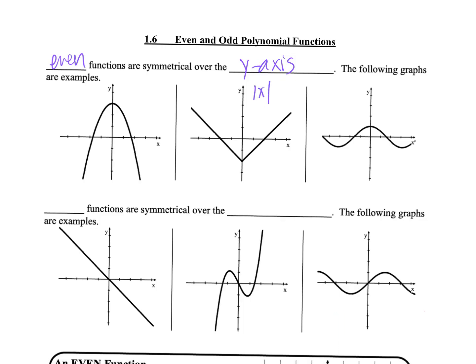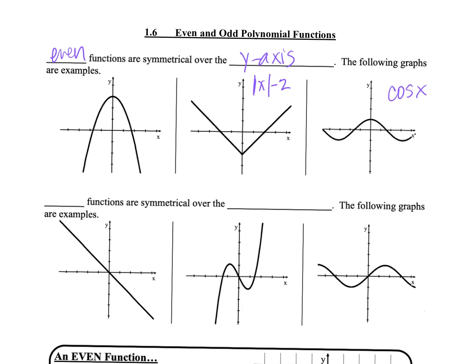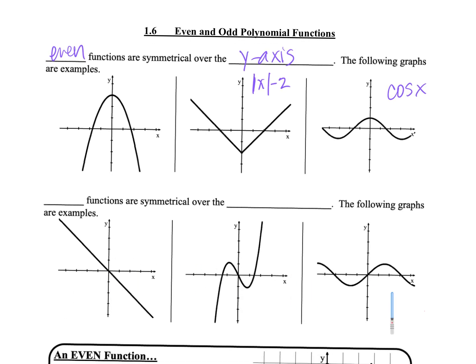This isn't the topic right now, but this is technically the absolute value of x minus 2. And you might be like, well, that exponent's not even. I understand that. So I just wanted to point out, as long as you can fold it over that y-axis and it lands on top of itself, it's an even function. This one right here is a cosine function, cosine of x. So again, I know that that's not like x squared or x to the fourth, but other things can also be even.